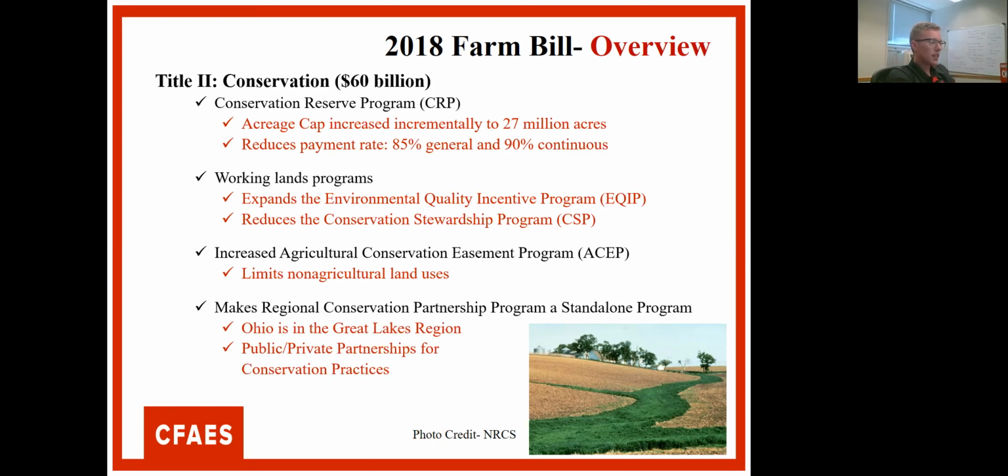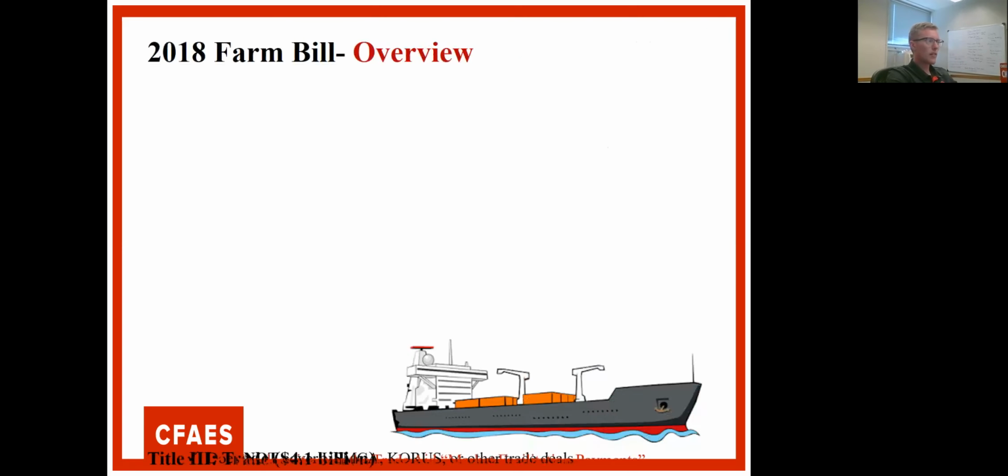And then finally, something that's important here to Ohio, they did make the Regional Conservation Partnership Program standalone programs. One of those is the Great Lakes region, which Ohio is a part of. So that provides money for private and public partnerships for conservation practices in those basins. There's only a few of those, like 12 across the country, but we do have one here in Ohio, the Great Lakes region. So that was kind of important there.